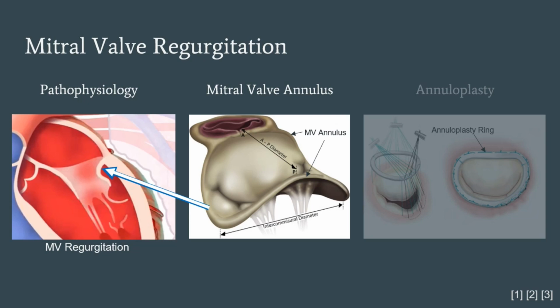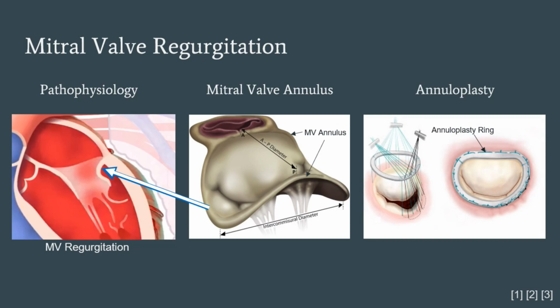A major aim of surgical intervention is to restore annular geometry and ensure leaflet coaptation, and this is often accomplished through mitral valve repair with an implantation of an artificial annuloplasty ring.